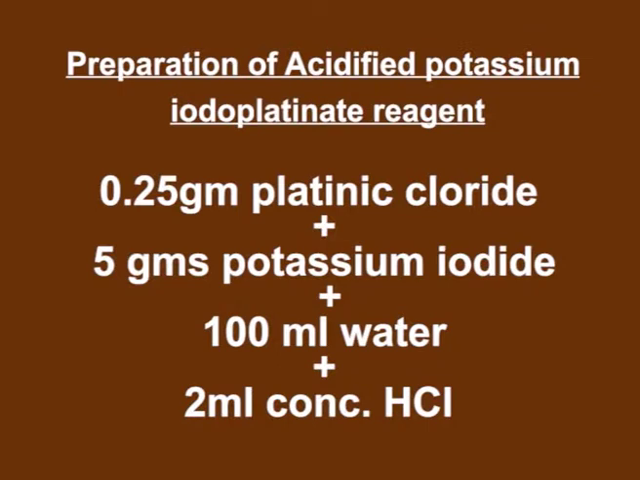Preparation of acidified potassium iodoplatinate reagent. Dissolve 0.25 g of platinic chloride and 5 g of potassium iodide in water to 100 ml and add 2 ml of concentrated hydrochloric acid to make it acidic.